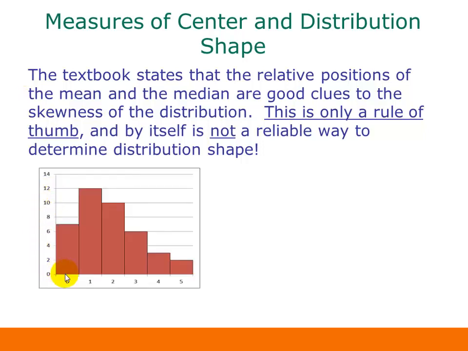Looking at this histogram, here we would have a distribution that is skewed to the right. Remember that being skewed to the right means that there's a longer tail on the right and that the majority of the data is on the left. So this one is skewed right, and actually in this case the mean is smaller than the median, so the mean is to the left of the median.